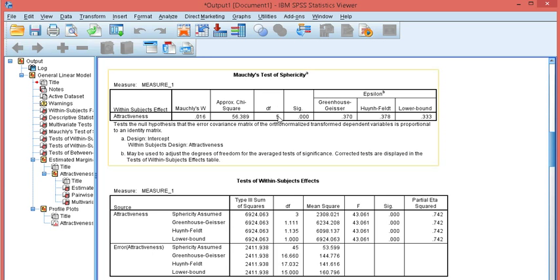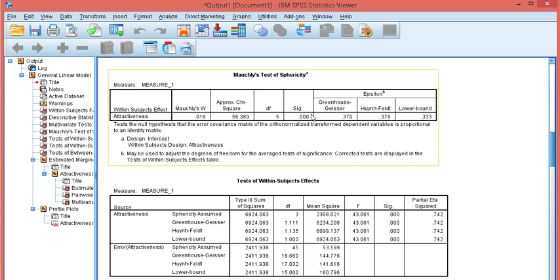And then we have here the test of sphericity. So this basically indirectly tests whether or not the variances within the levels of our independent variable are roughly equal. Okay. So for the assumption to be satisfied, this should be not significant.